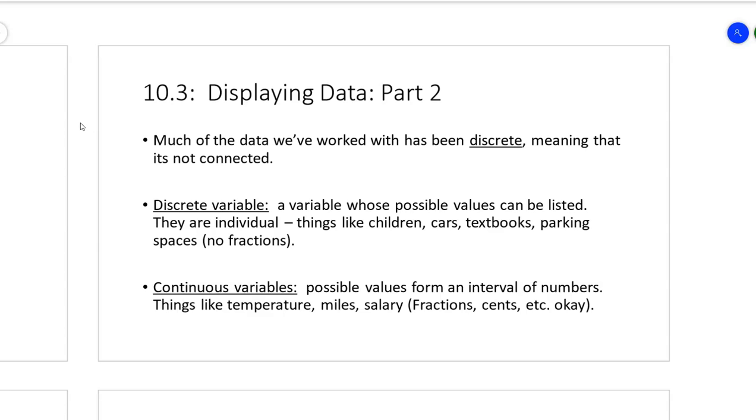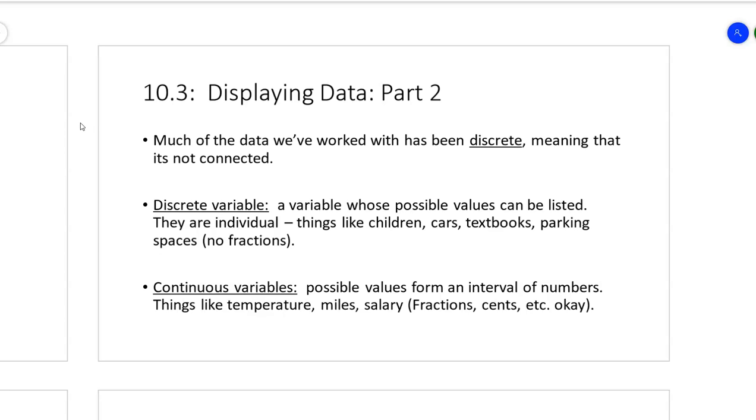We already did some of the stuff in class with pie charts and graphs and histograms and all that kind of stuff. So this is talking about the difference between a discrete variable and a continuous variable. Discrete variables are individual. They're whole numbers of items. So I listed them as variables whose possible values can be listed. Things like children, cars. If you were counting the number of cars that came into the parking lot during a certain hour, they would be a discrete number of cars.